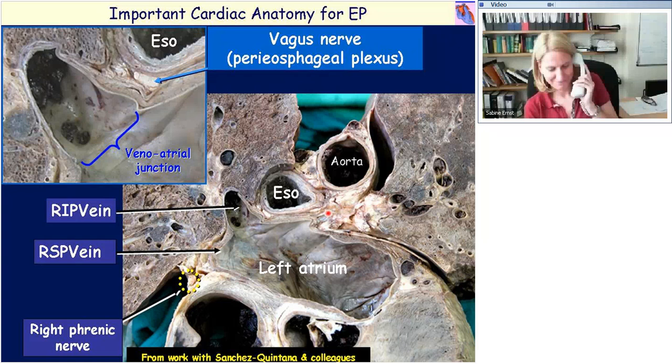And as you rightfully pointed out, patients that have gastric problems after, for example, an atrial fibrillation ablation, it's very likely that we exceeded with our attempt of making a transmural lesion and hit this vagal nerve right there. So it's a very close proximity.